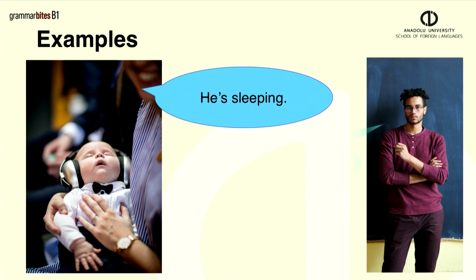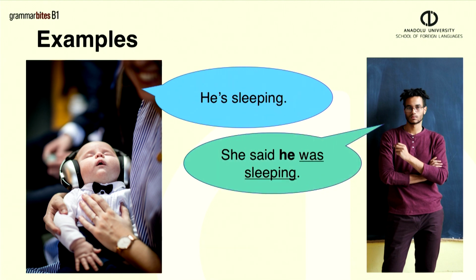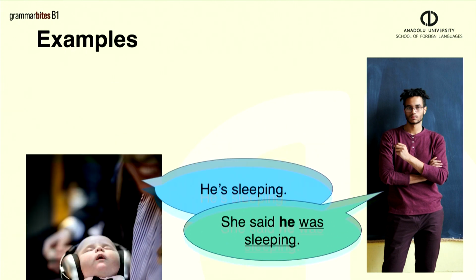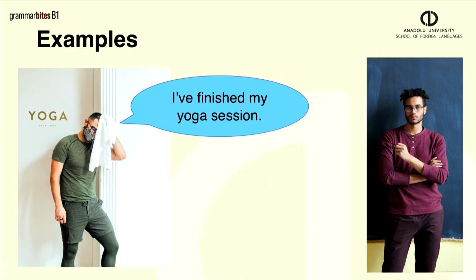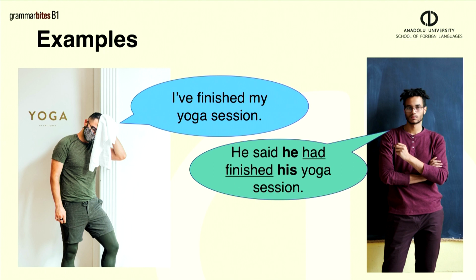He's sleeping. She said he was sleeping. The present continuous is now the past continuous. We keep the pronoun he, it still means the baby here. I finished my yoga session. He said he had finished his yoga session. Present perfect becomes past perfect, and we change the pronouns, talking about him and his yoga session.